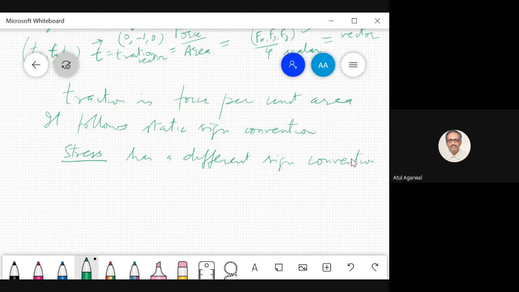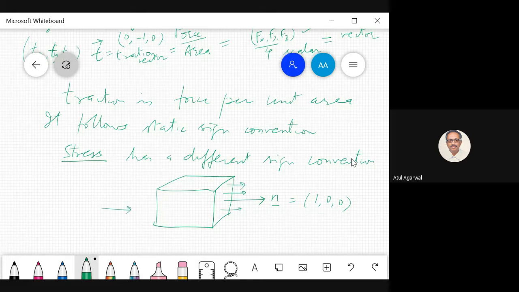What is the difference? I am showing again you the same cube. Now I am showing you normal vector. Now there is a force on it. Suppose there is a force like this, uniformly distributed force in x direction.